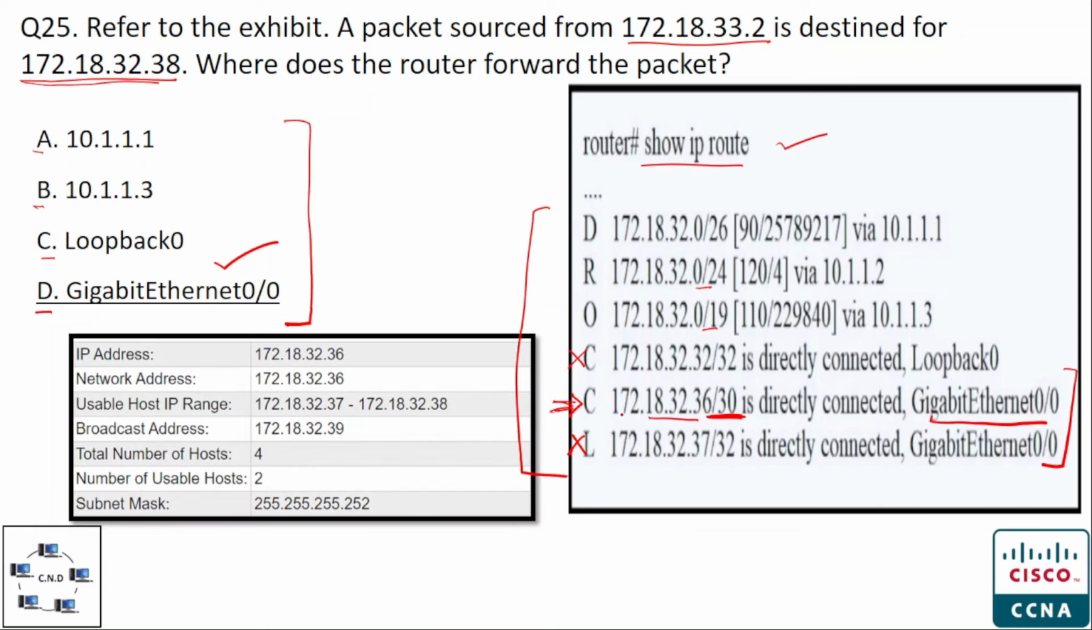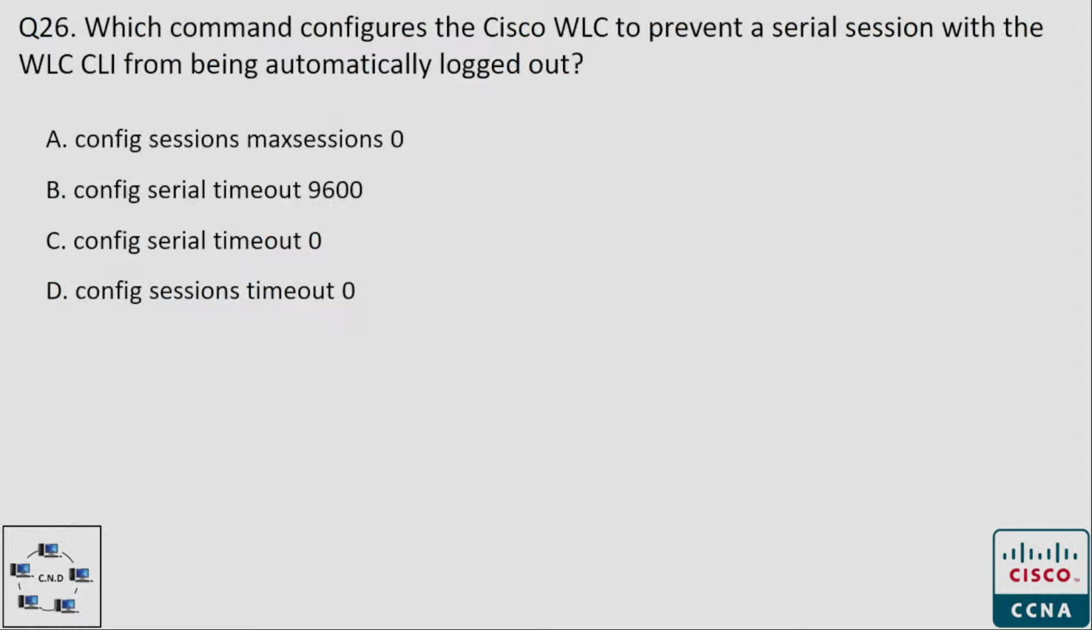And this is the analysis and breakdown of this route. So this is the network IP address, the first 36, and the usable two IP addresses are 37 and 38. So our destination is basically 38, and 39 is the broadcast address. 252 is basically the subnet mask for /30. I hope this is clear. Let's move to the next question.